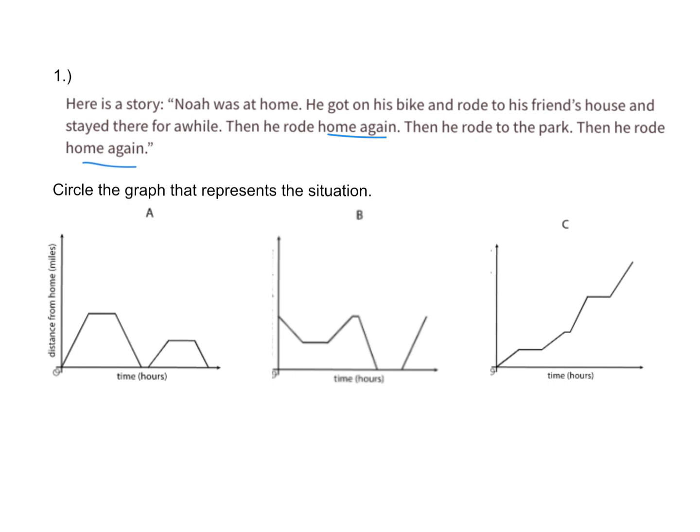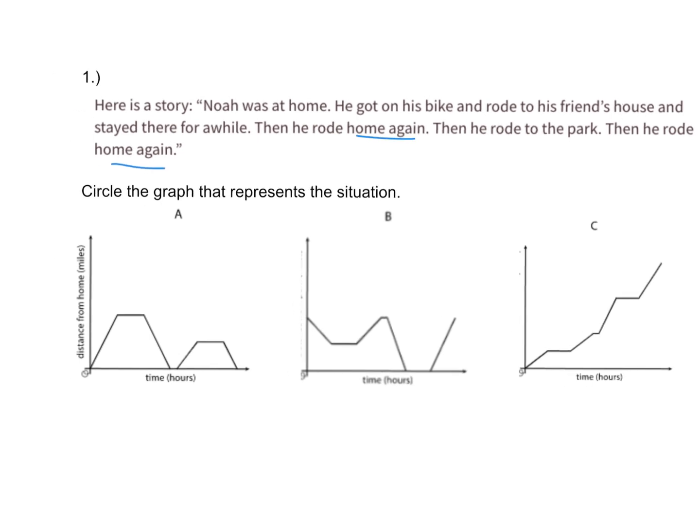Take a look at the situations, the graphs here. You're going to circle the graph that represents this situation. Notice that on the x-axis for all three graphs is time, and on the y-axis is his distance from home. So I can eliminate right away graph B because this is saying that he's not home at the beginning. He's far from home.